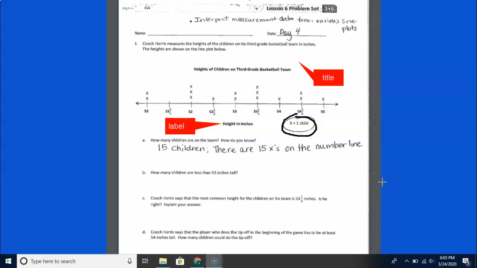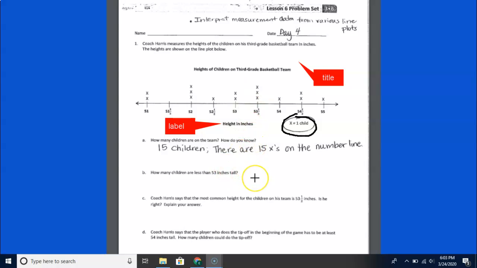So let's look at A. How many children are there on the team, and how do you know? There are 15 children because I can see that there are 15 X's on the number line. If I count each individual, 1 child, 2 children, 3, 4, 5, and so on, I'll see that there are 15 children on the team.